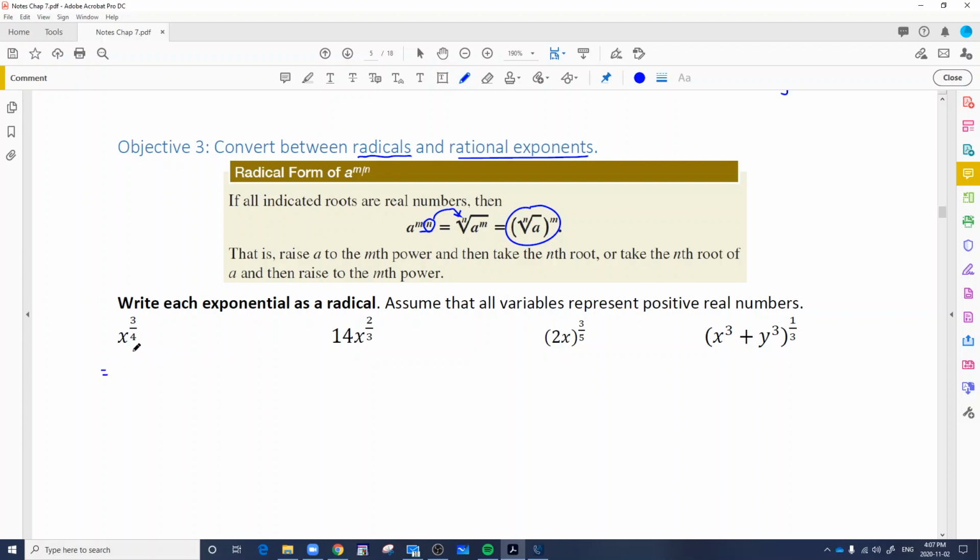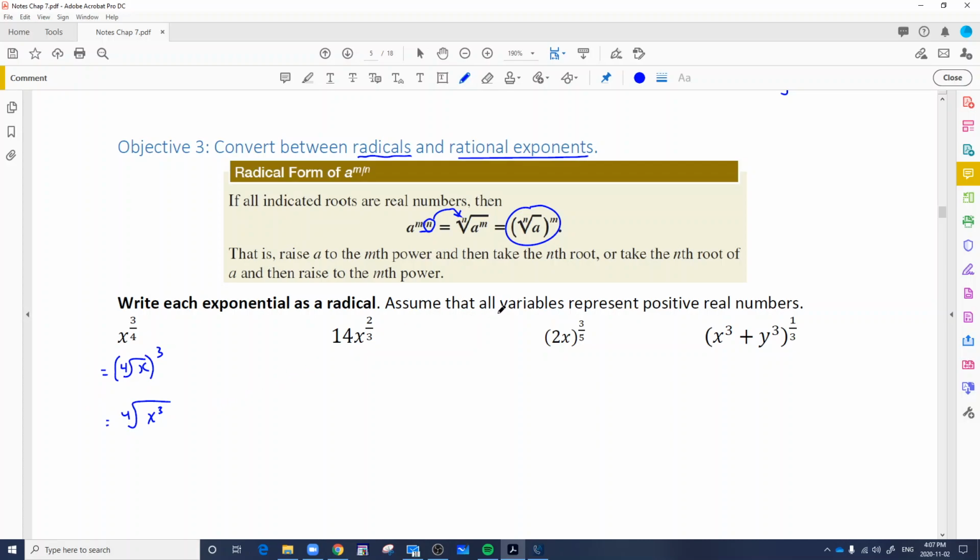So for example, if you look at this one, first thing I want to do is write each rational exponential as a radical. So I'm going to rewrite this as the 4th root of x. Now, I want to cube this. I can either do the whole thing cubed, or I could take the 4th root of x cubed, and no preference. You can do whichever one makes the most sense to you.